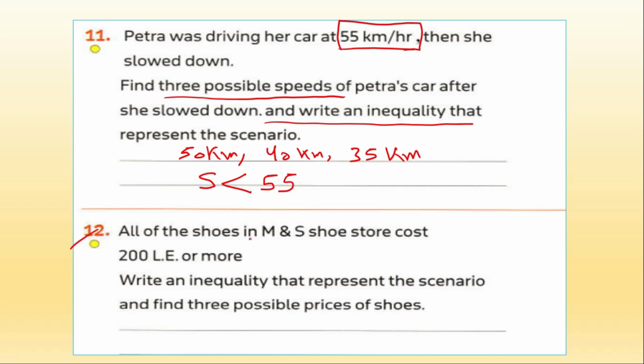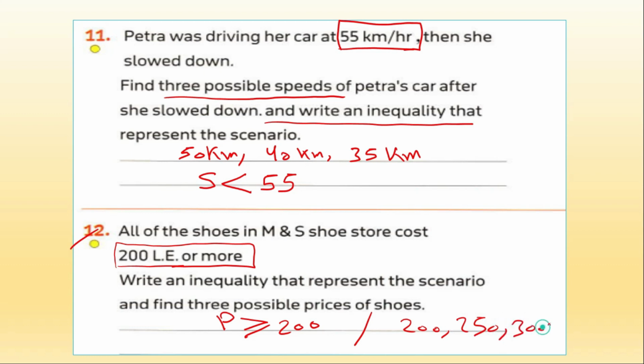All of the shoes in the M&S shoe store cost 200 pounds or more. Write an inequality that represents the scenario and find 3 possible prices of shoes. Okay, here the prices start at 200 or more. So the inequality will be the price, like b greater than or equal to 200. That may be 200 or 250 or 300 pounds.